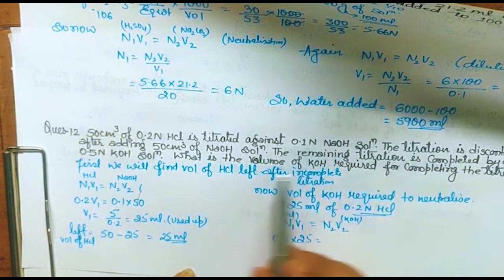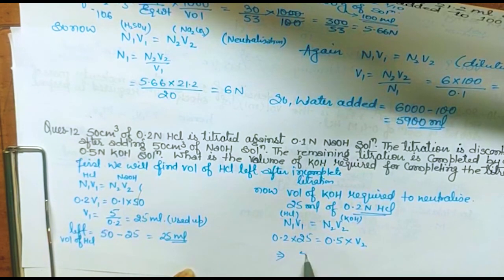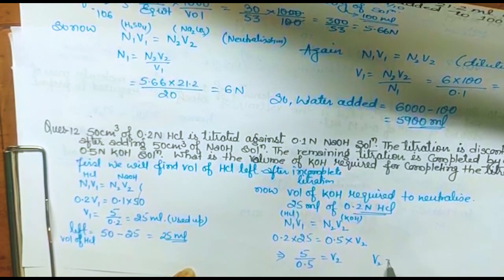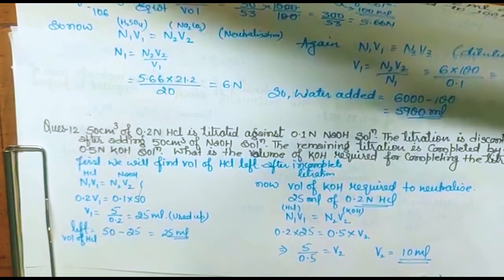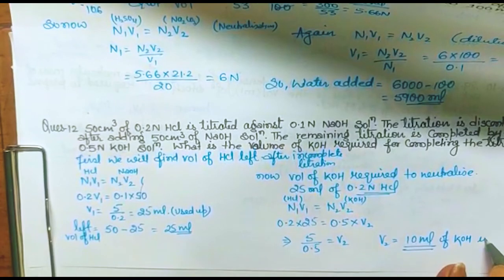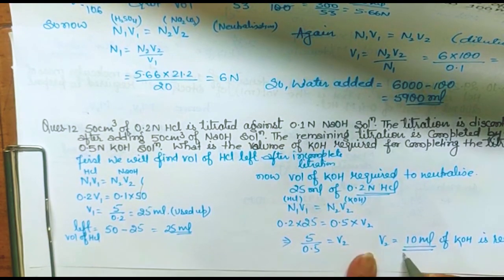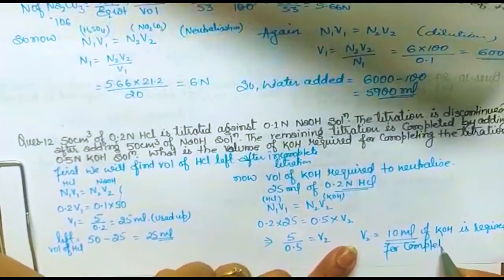The remaining titration is completed by 0.5 N KOH, and V2 we have to find. So this will be 5, isn't it, upon 0.5 is equal to V2. So V2 is equal to 10 ml of KOH. 10 ml of KOH is required for complete titration.